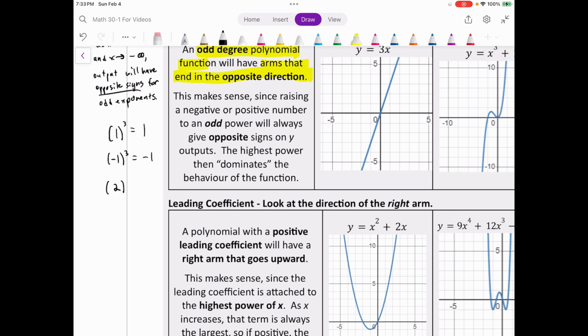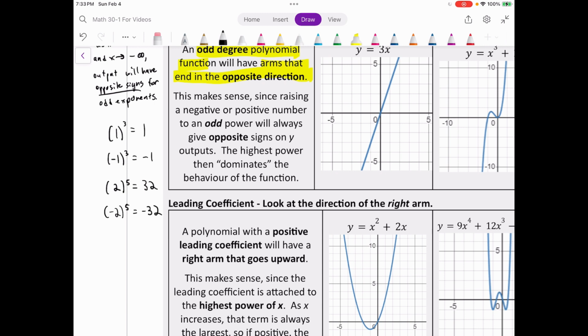2 to the power of 5. That's 2 times 2 times 2 times 2 times 2. It's 32. What about negative 2 to the power of 5, right? That's negative 2 times negative 2, which is positive 4, times negative 2, which is negative 8, times negative 2, which is positive 16, times negative 2 a fifth time, that's negative 32, right?